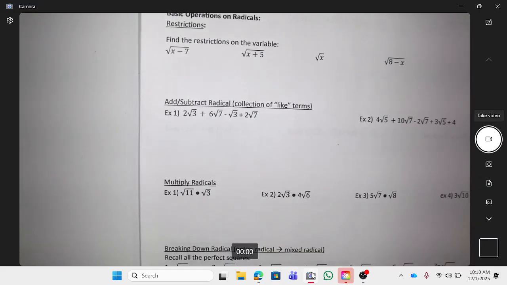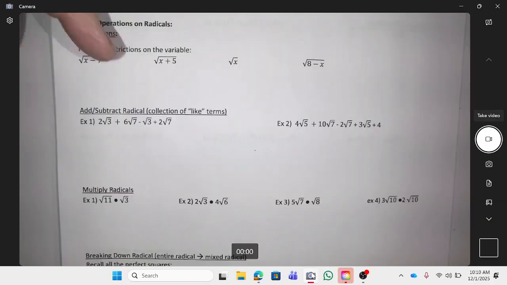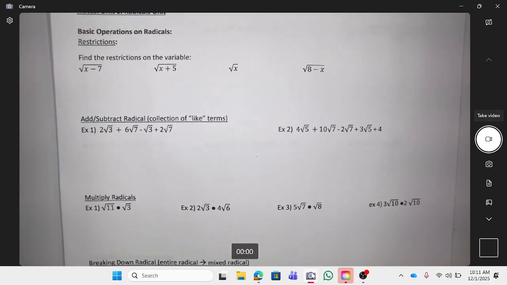Okay, so the first thing about a radical here is what are restrictions. So we learned about this word last time, restrictions.